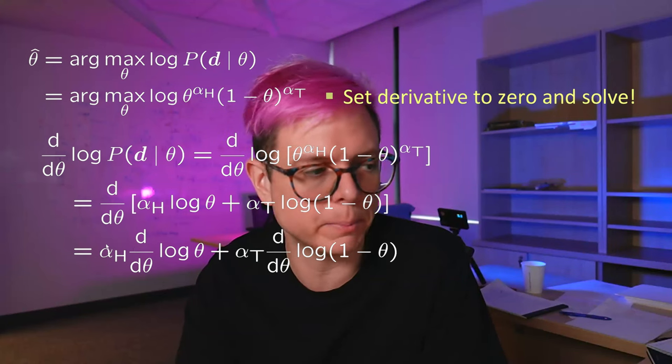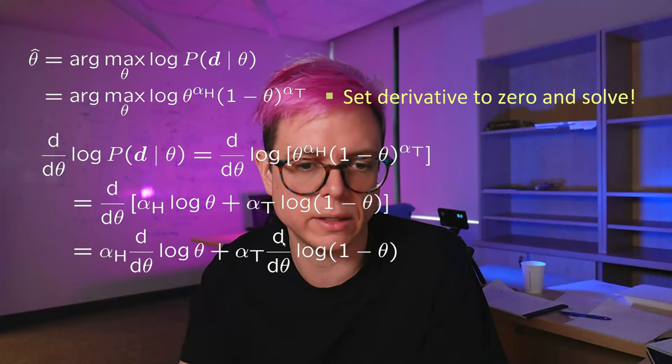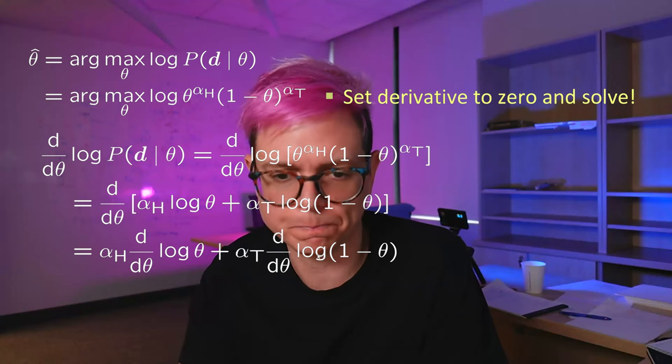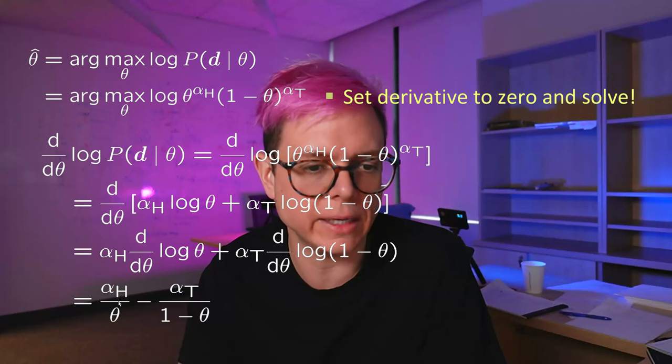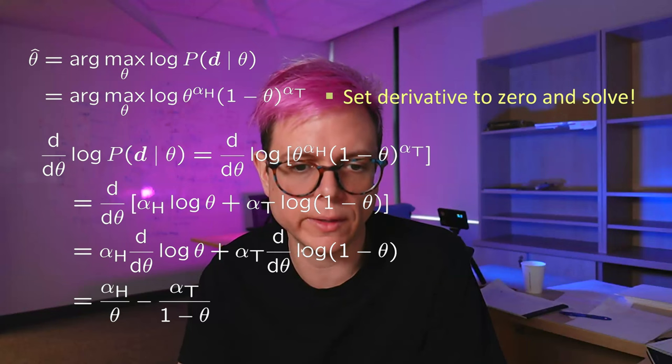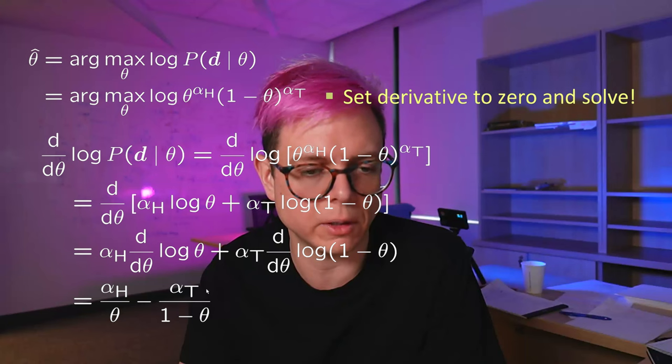So the alpha pops out, I have the derivative of the log, plus alpha pops out, the derivative of the other log. And now you know that the log, again this is the natural logarithm, is going to be 1 over theta. Therefore, we're going to get alpha h over theta. And then in the other case, we're going to get 1 over 1 minus theta. That's the second term here.